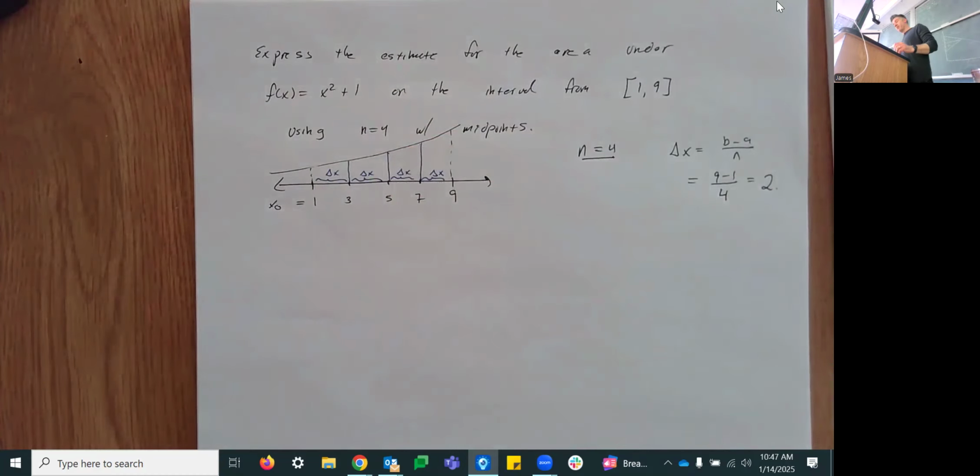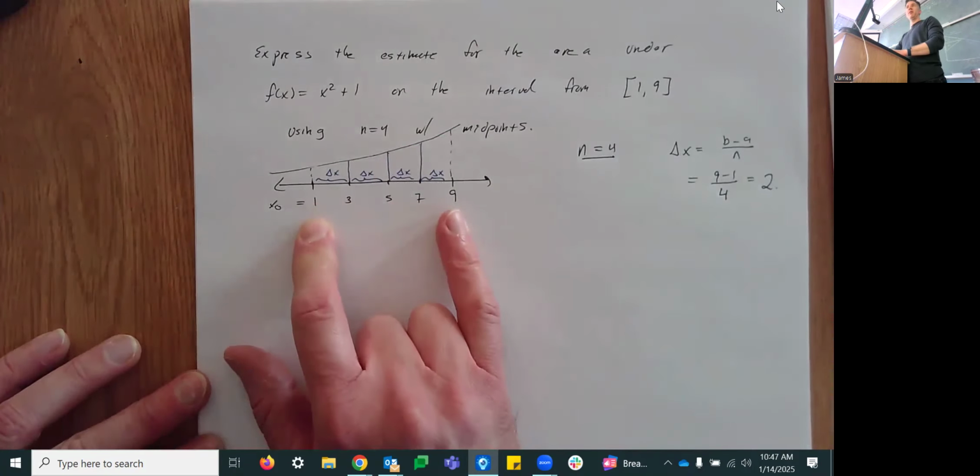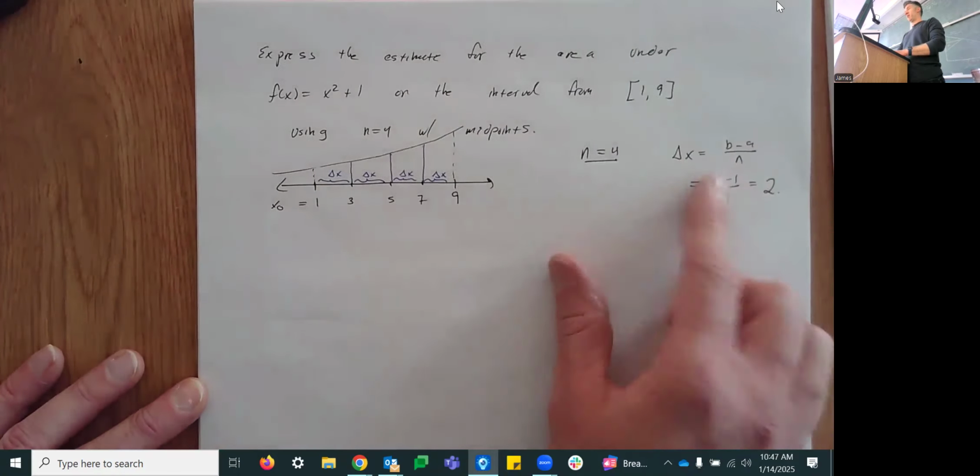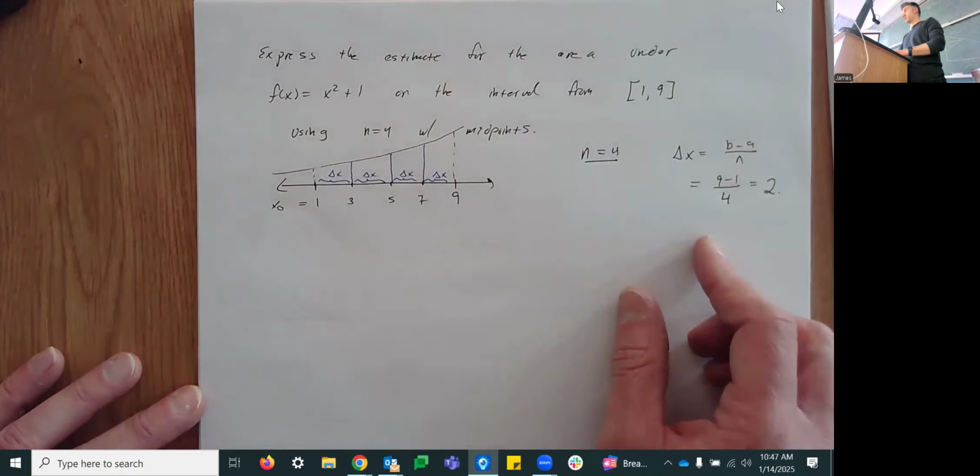Probably been longer than a minute. So similar idea here. I'm taking my entire interval from 1 to 9. I'm finding the width of each subinterval, which is again just your b minus a divided by n. In this case, 9 minus 1 divided by 4 is 2.